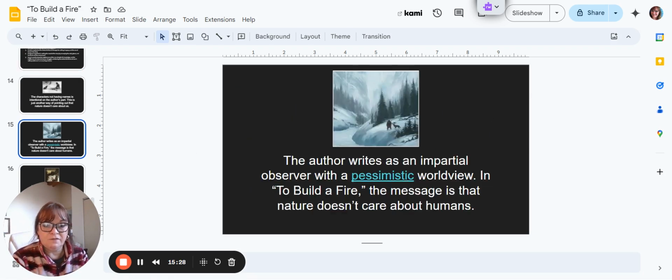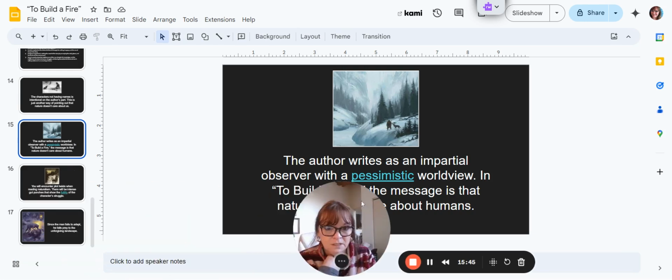All right. So if you think this story seems pessimistic and the omniscient narrator is pessimistic, yes, that's very intentional. In the story, the message is nature doesn't care about humans. You're going to hear me say that a bunch. Nature doesn't care about humans.